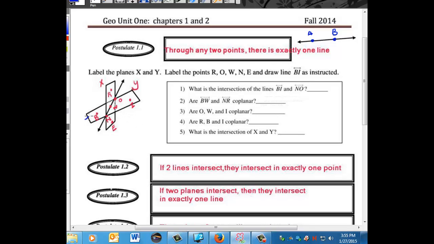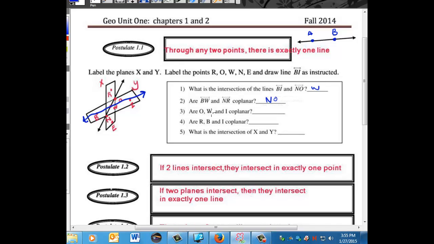I'm going to draw this in. Try to make this as straight as we can, not perfect. And we'll put arrows for signifying that it's a line. And so these 2 lines intersect at point W, so we can just put point W to the right. Next, are lines BW and NR coplanar? Are they on the same plane? Well, BW is on plane Y, and NR is on plane X. So these are not coplanar. You say no.